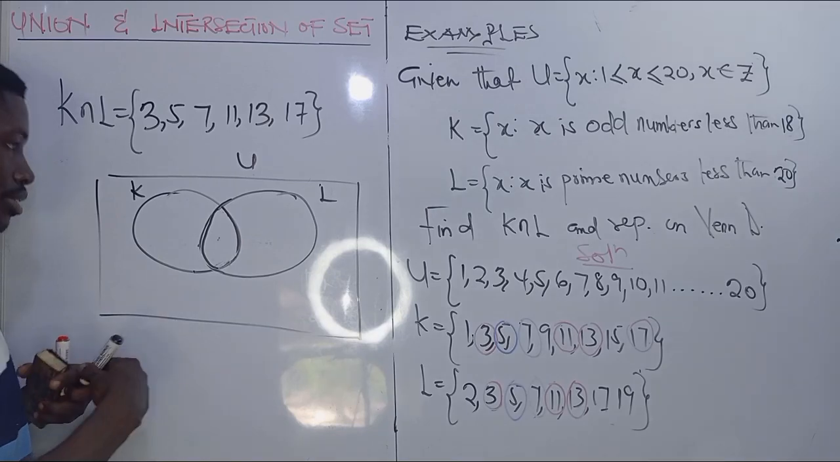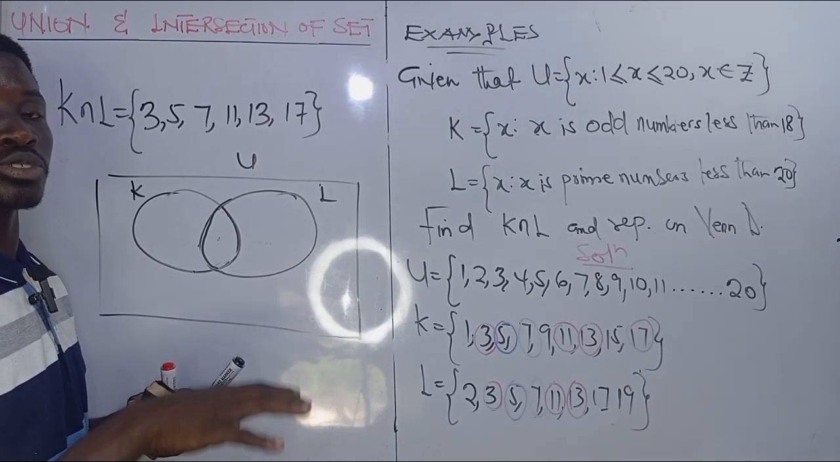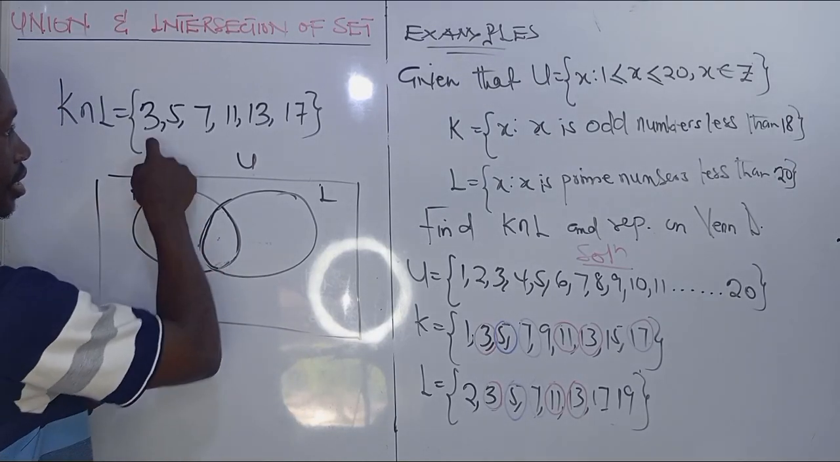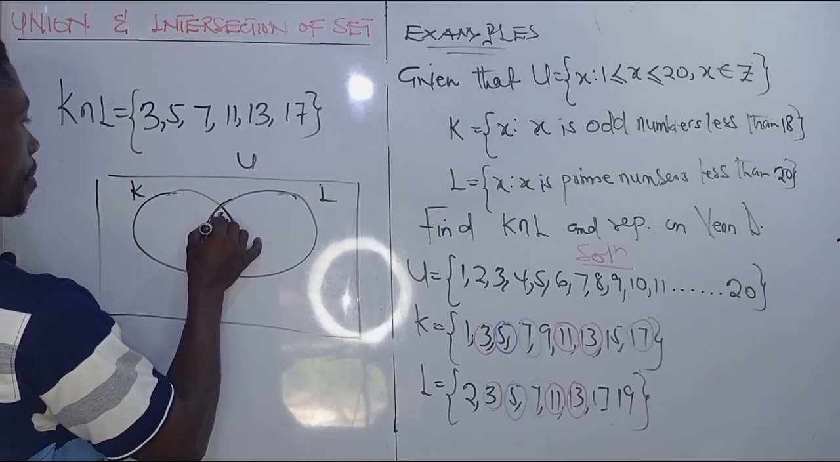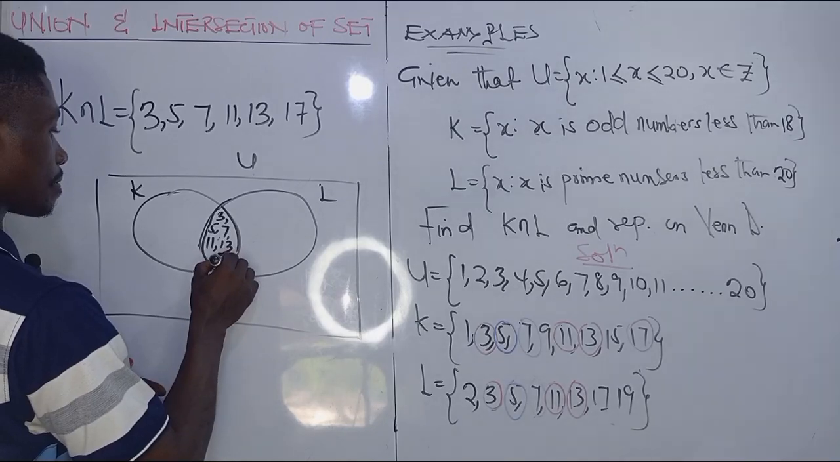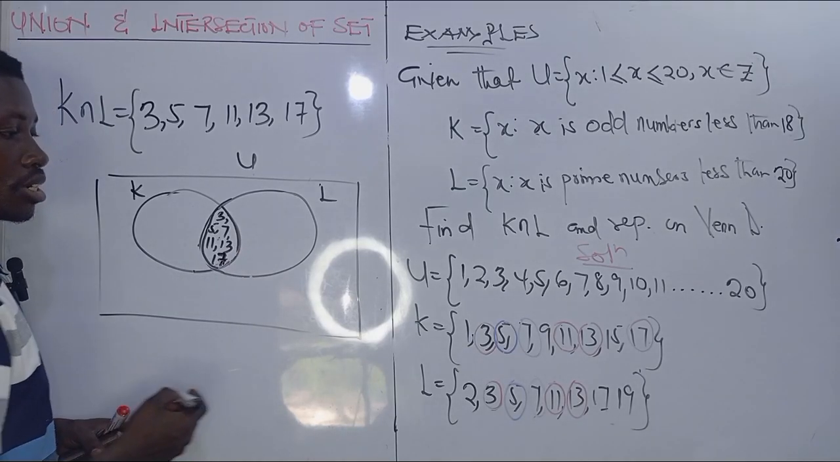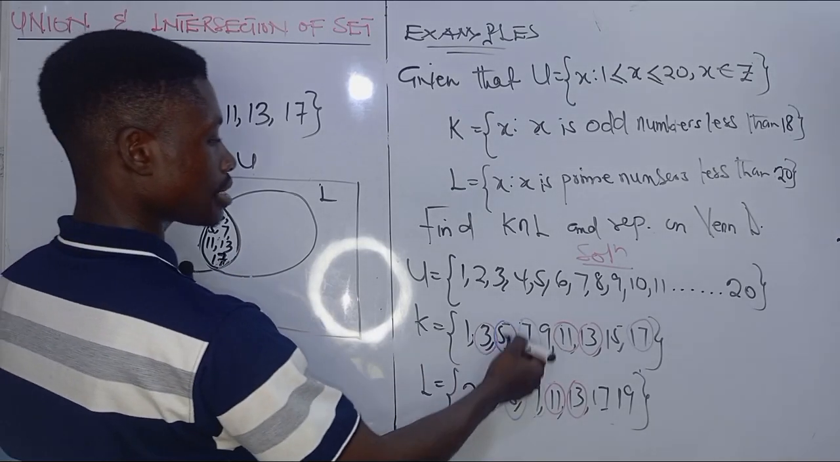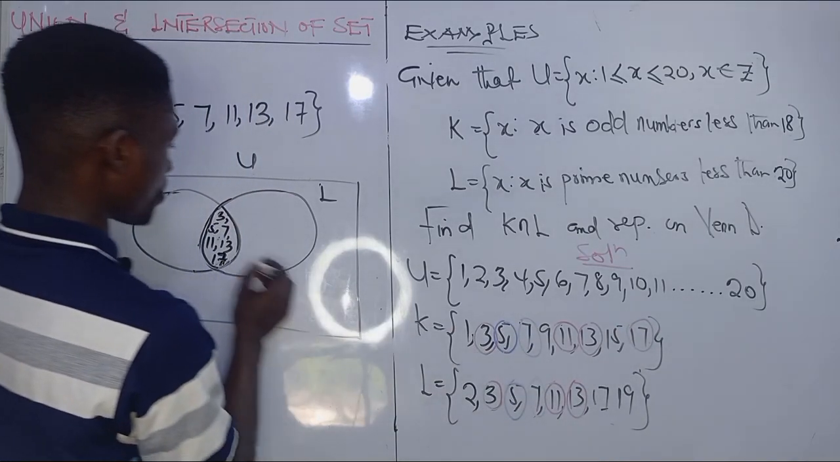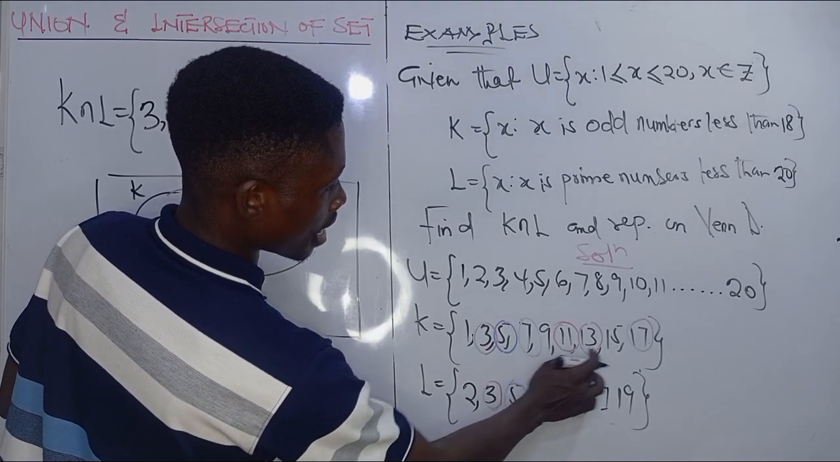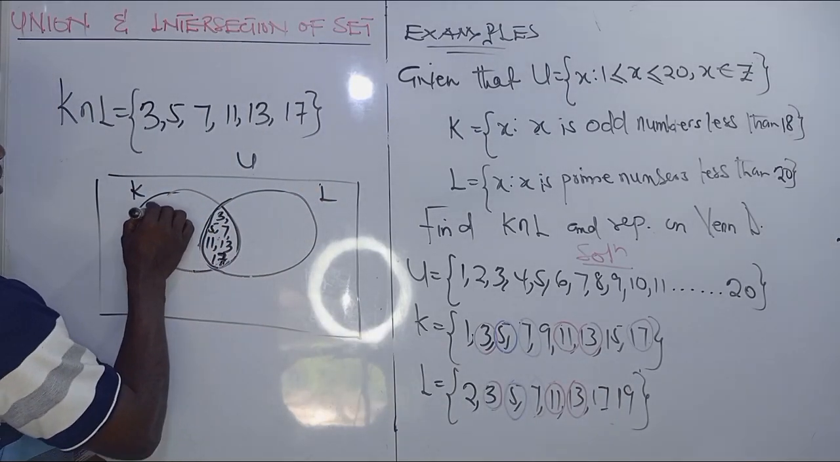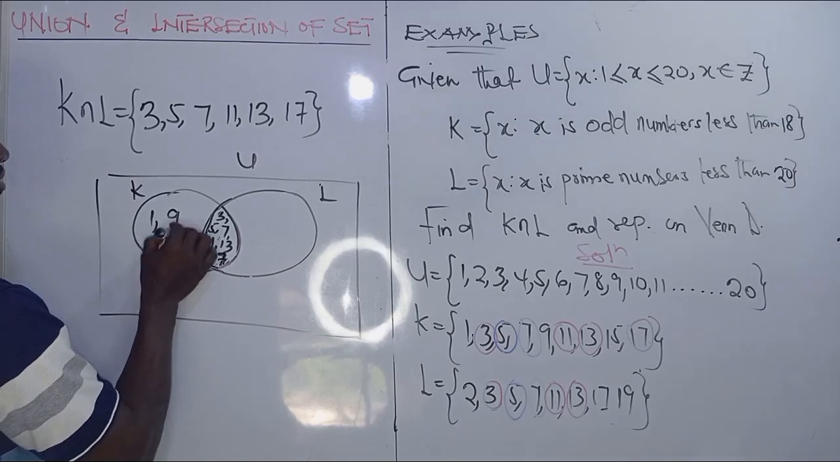So when representing it on the Venn diagram, the first region that we are going to represent is what? The intersection. So we are going to write all these elements in this very region. Good. So all those circle elements have been written here. We are left with what? 1, 9, and then 15. So we have 1, 9, and then 15.